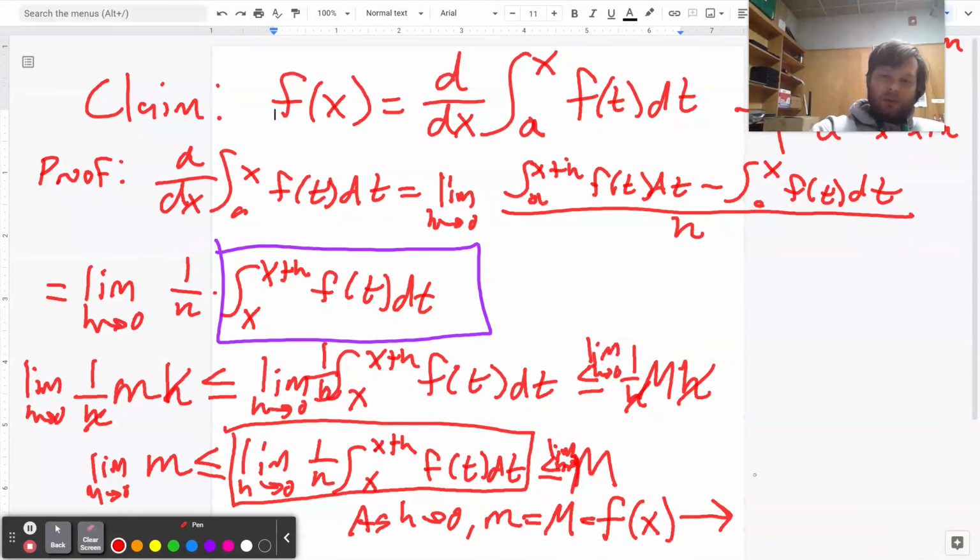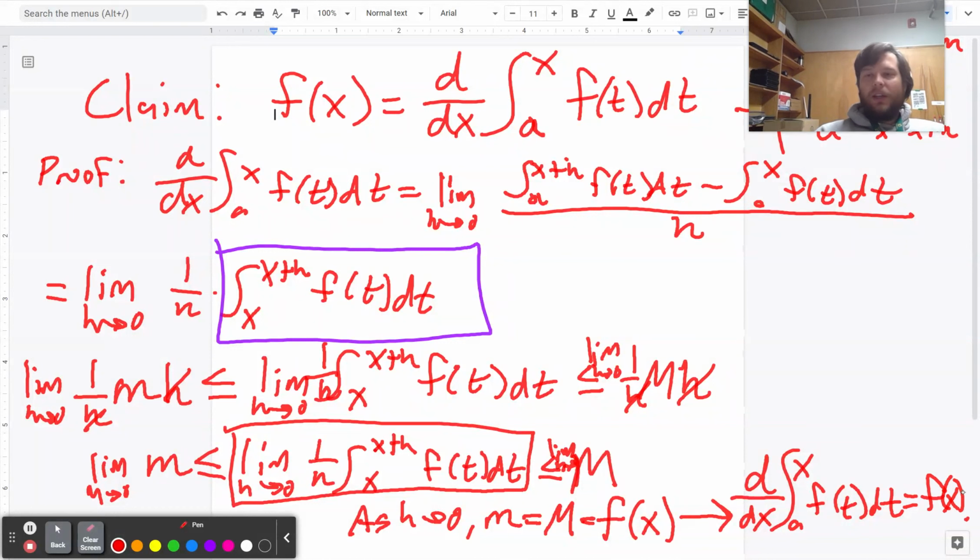And so we just proved that the derivative of the integral from a to x of f of t dt is equal to f of x. In other words, we just proved that the derivative cancels out the integral.